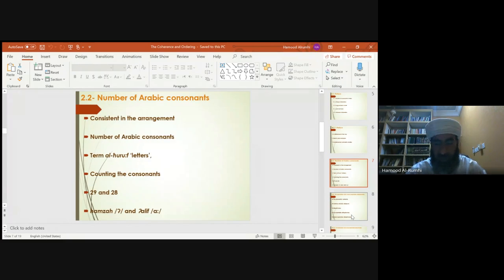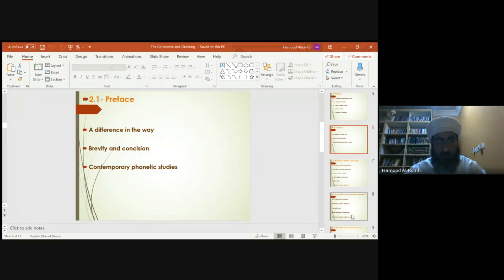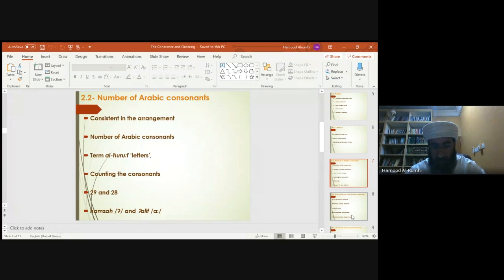After introducing phonetic topics in some grammatical treatises, all of these treatises are consistent in the arrangement of phonetic topics, starting with the number of Arabic consonants, which ancient Arab linguists referred to using the term al-huruf.